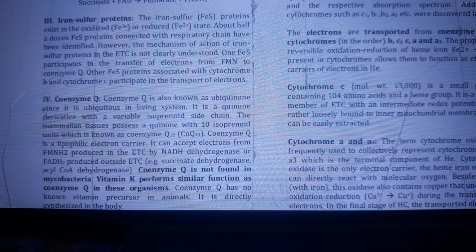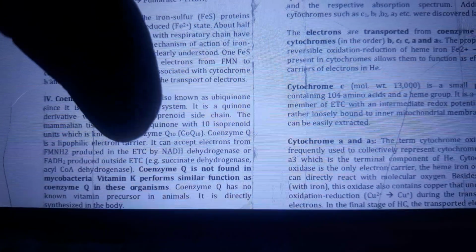Iron sulfur proteins. The iron sulfur FeS proteins exist in the oxidized Fe3 plus or reduced Fe2 plus state. About half a dozen FeS proteins connected with the respiratory chain have been identified. However, the mechanism of action of iron sulfur proteins in the ETC is not clearly understood. One FeS participates in the transfer of electrons from FMN to coenzyme Q. Other FeS proteins associated with cytochrome b and cytochrome c participate in the transfer of electrons.